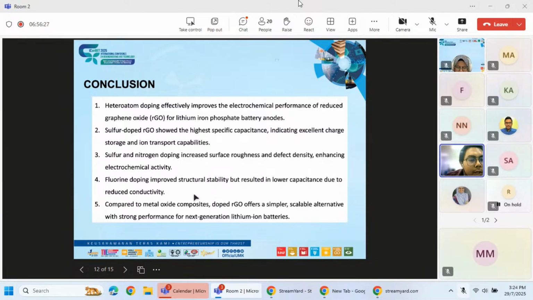And lastly, compared to the metal oxide composite, doped RGO offers a simpler, scalable alternative with strong performance for next generation lithium-ion batteries.